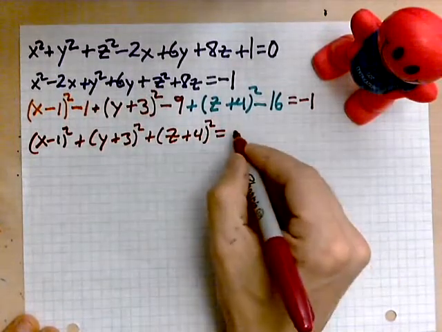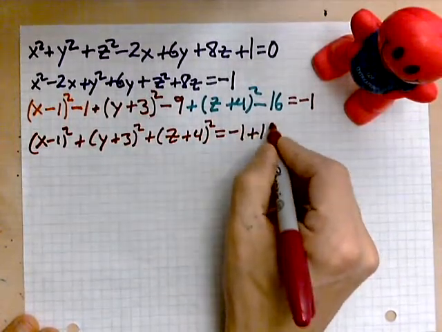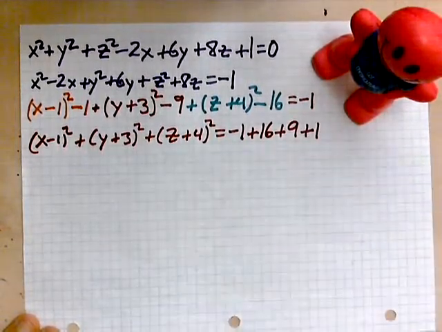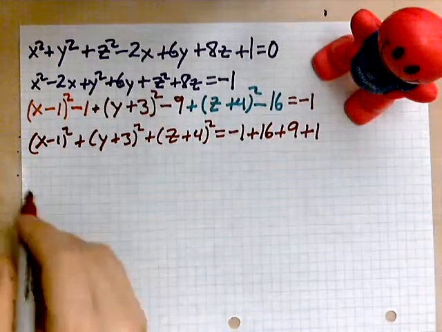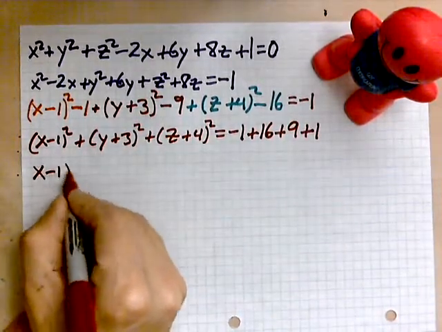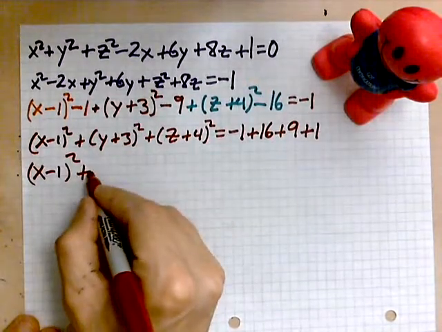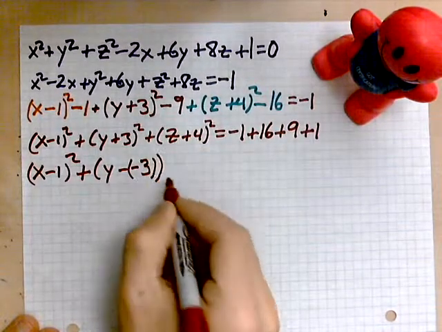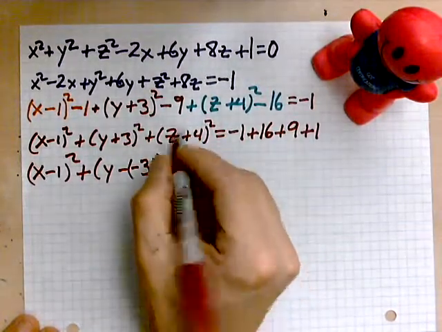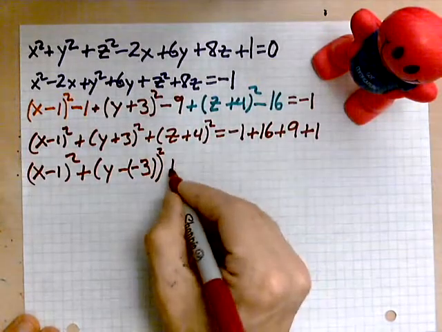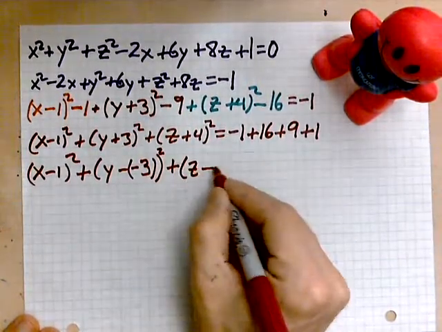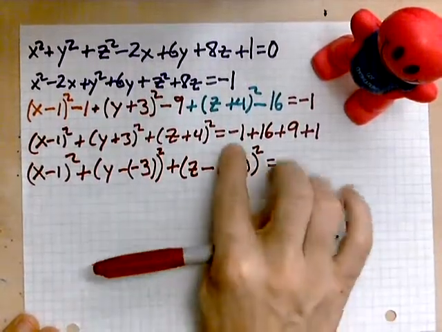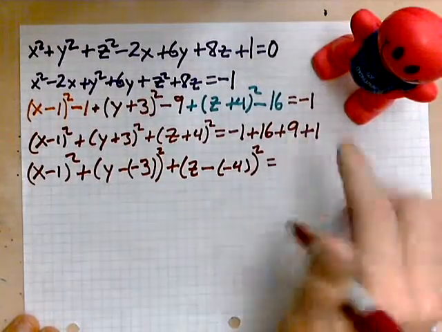And on the right side we have negative 1 plus the 16 plus the 9 plus the 1. Let's simplify further. So x minus 1 squared plus y minus a negative 3, and you will see why I'm writing it this way. There's a reason for doing it this way. Plus z minus a negative 4. And all of this equals, the ones cancel, and 16 plus 9 is 25.